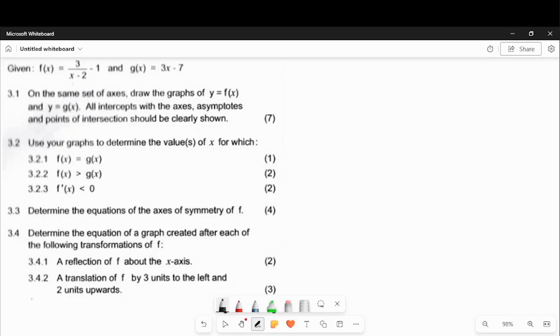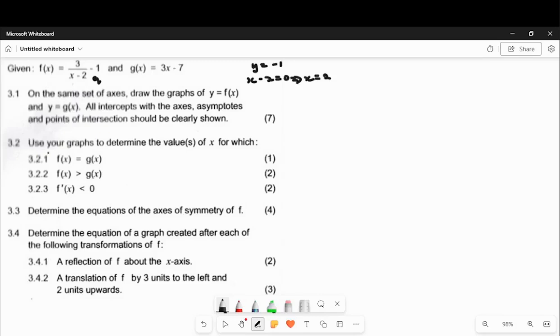So let's first take a look at this hyperbola function. With the hyperbola, we need to know our asymptotes. In this case, our q value is -1, so that means our horizontal asymptote is y equals -1. And for our vertical asymptote, we have x minus 2 equals 0, which tells us x equals 2.